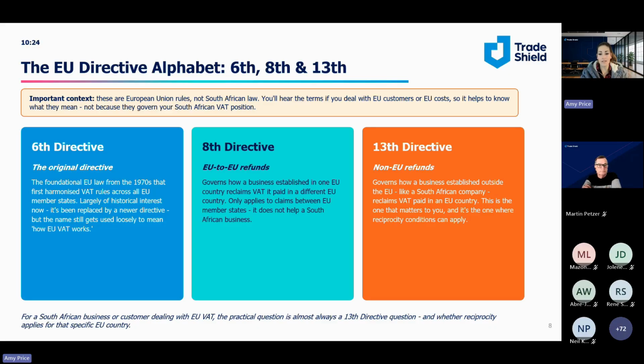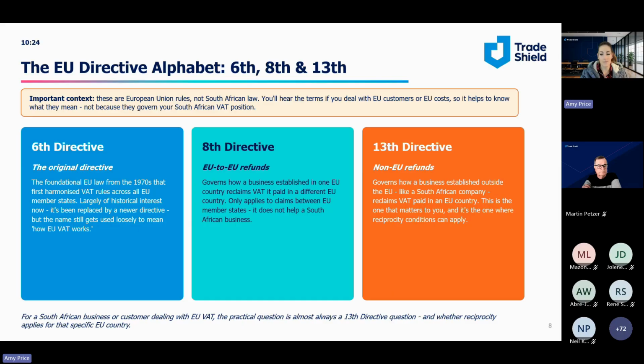Now, the one that does affect us is the 13th Directive, and this is the one that actually matters right now, because it governs how businesses based outside of the EU, like South Africa, reclaim VAT if it is paid to an EU country. So if you are exporting from South Africa and you're sending it to anyone within the EU, then how will that affect you? We are considered a 13th Directive.